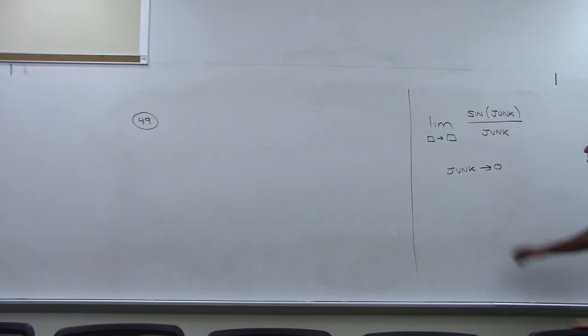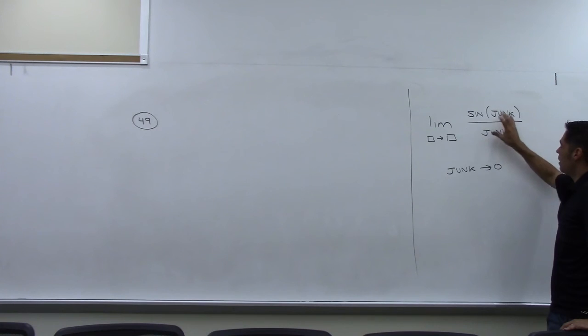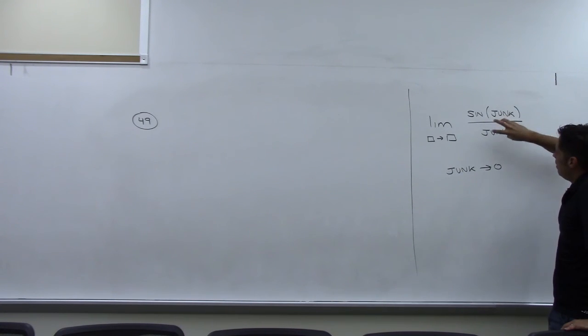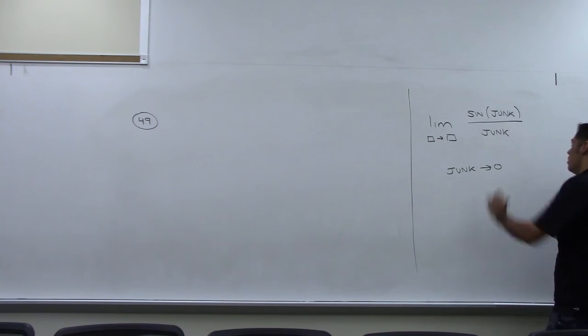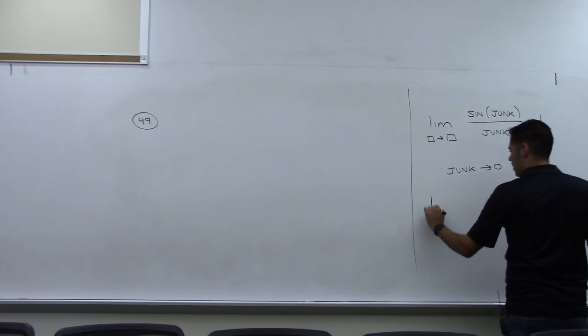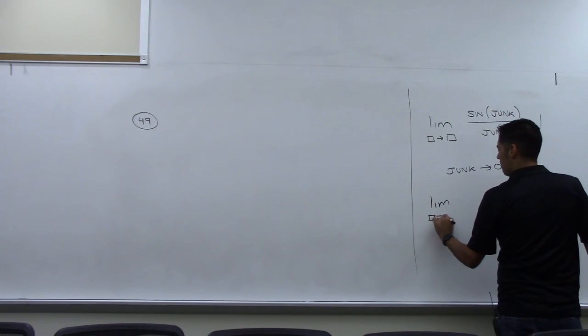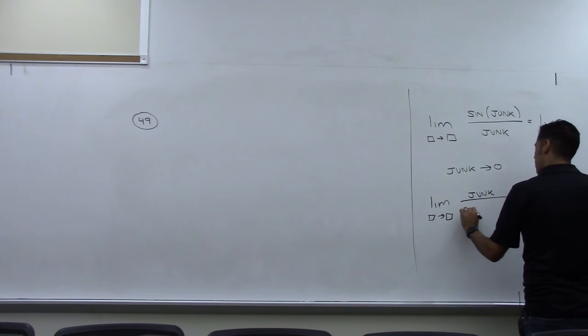All right, so you're taking a limit, maybe you're letting x approach 2 or whatever, and you're working this out. Whatever's in the sine and whatever's under here are identical, whatever they are. And as you take the limit, this goes to 0 and this goes to 0, the answer is 1. It also works the same exact way if it's reversed, if the junk's on top and sine of junk is on the bottom.